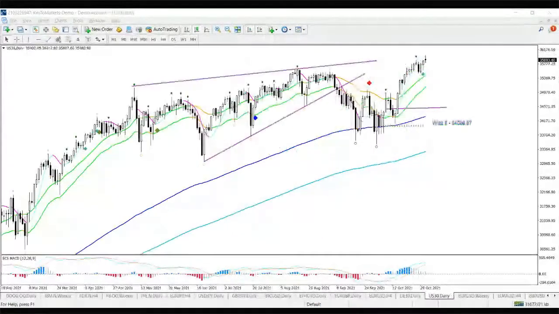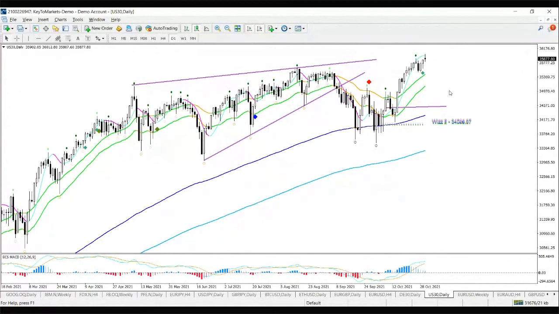And with US 30, we already have a higher high. Still, I would rather see some retracement and look for a bounce after the retracement.